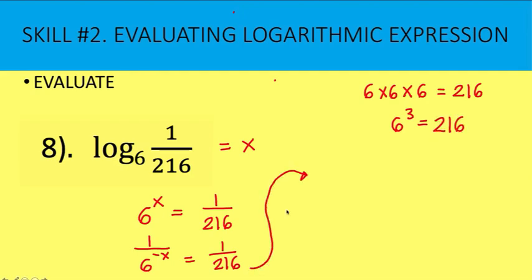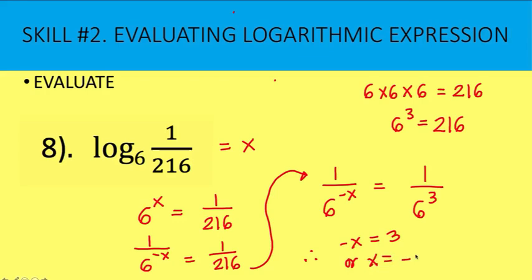So from here, we can now write this as 1 over 6 raised to negative x equals 1 over, instead of 216, we have 6 raised to the third power. From this form, it's very clear that 1 and 1 are equal, 6 and 6 are equal. For this equation to be true, then negative x must also be equal to this number 3. So therefore, negative x equals positive 3, which means x equals negative 3.